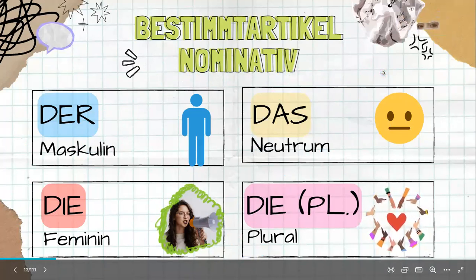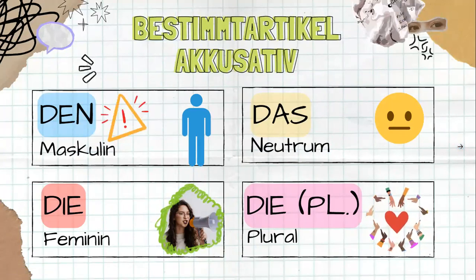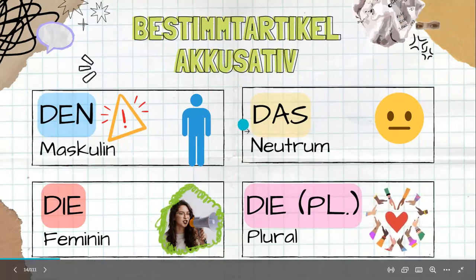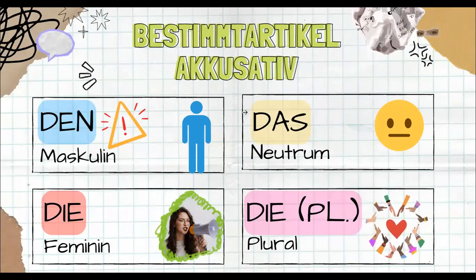Okay, guys. So I recommend you to take some notes now or to create a kind of chart, because you'll be able to compare both of them. Now I'm going to switch to Bestimmtartikel Akkusativ. Den, feminin, die, Neutrum, das und Plural, die. Attention here. Take a picture in your mind, because I'm coming back and I'm going to explain the difference between nominative and accusative. So now you pause the video and take the picture in your mind.